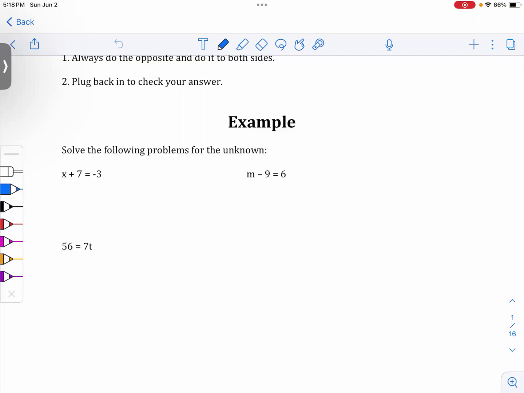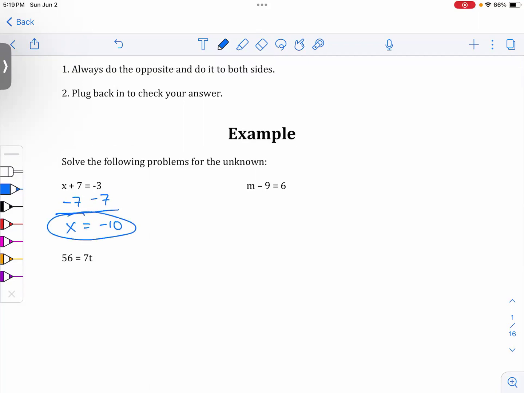x plus 7 equals -3. 7 is being added to x, so I'm going to subtract 7 from both sides. That gives me x equals -10. And that's it. Similarly, m minus 9 equals 6. m is being subtracted, so I'm going to add 9 to both sides, right? Some people like to cancel. m equals 15.